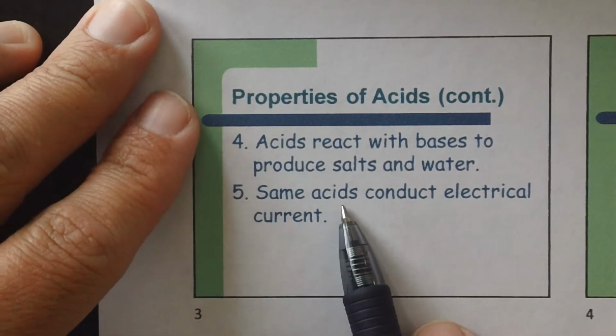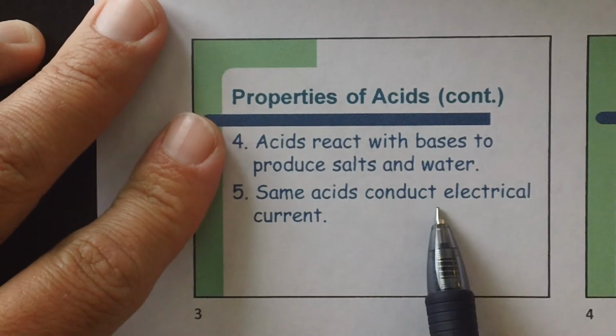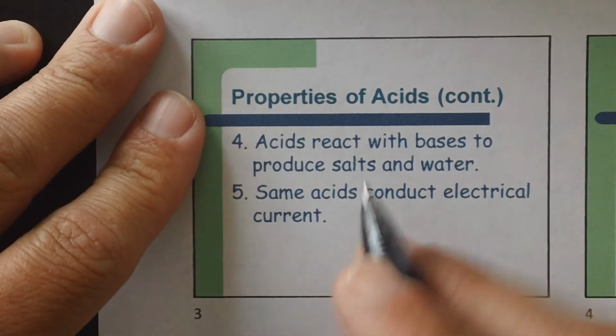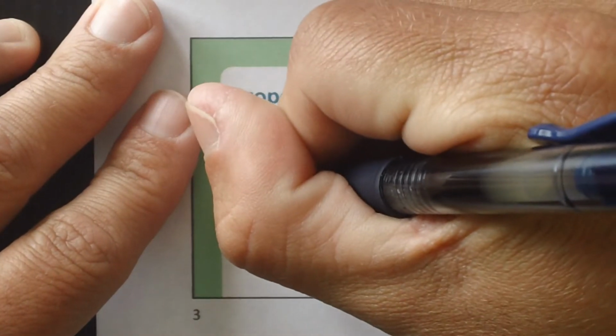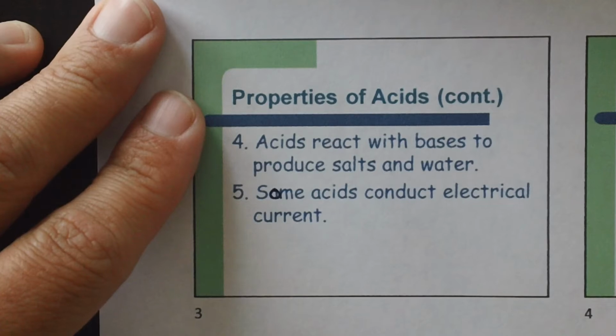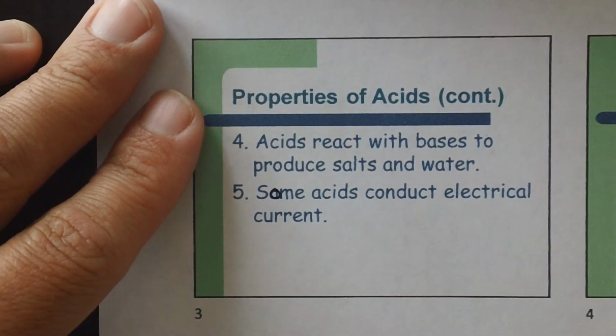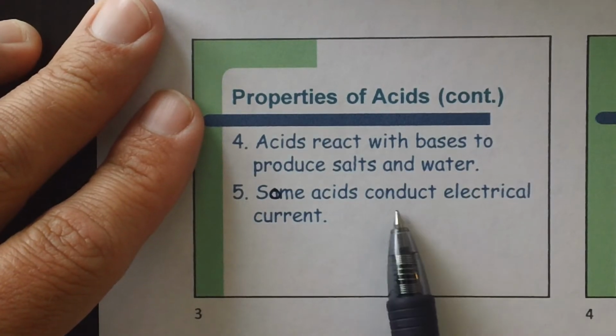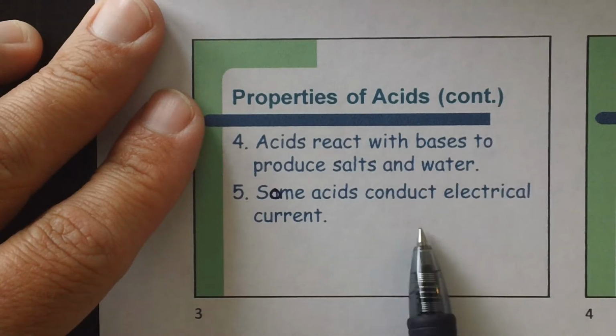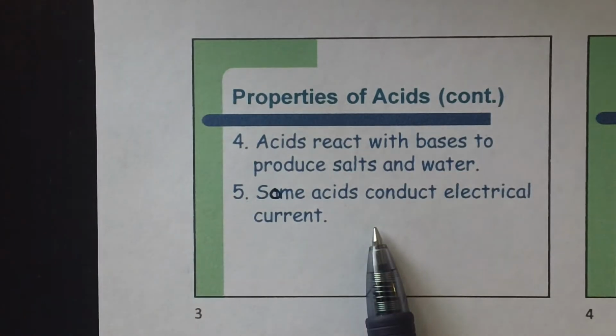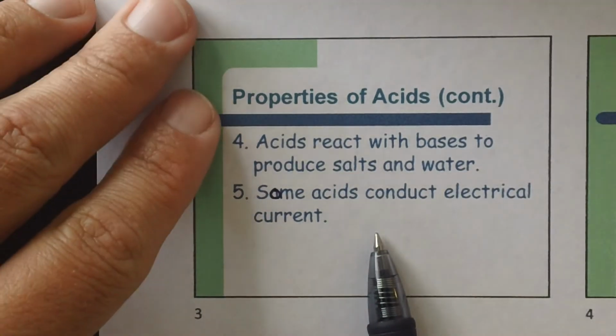And then it says some acids conduct electrical current. It should say some, not same. I would say that they all conduct some kind of electricity. Some of them conduct more than others, but even weak acids conduct a little bit of electricity. So those are our last two properties there.